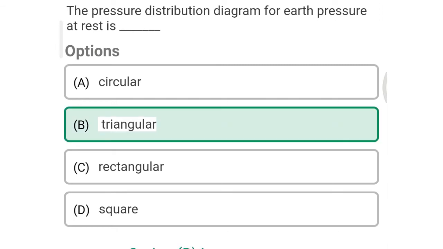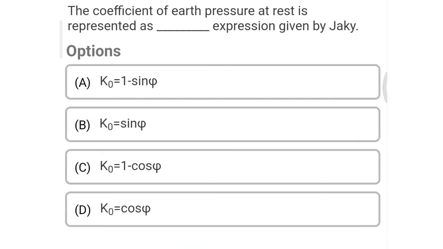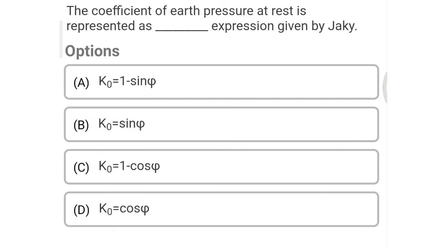So the correct answer is option B triangular. So next question, the coefficient of earth pressure at rest is represented as dash, expression given by Jaky. Option A, k naught equal to 1 minus sin phi, option B, k naught equal to sin phi, option C, k naught equal to 1 minus cos phi, option D, k naught equal to cos phi. So the correct answer is option A, k naught equal to 1 minus sin phi.